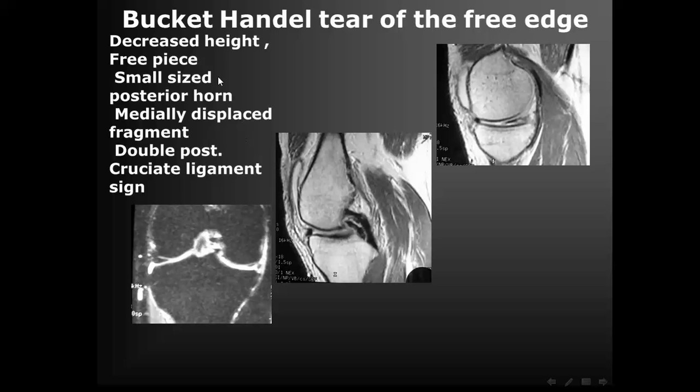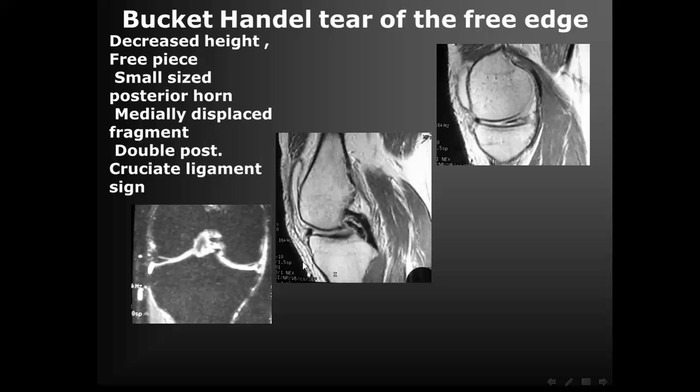So we have decreased height, a free piece like this. This is a free piece, and this is a small-sized free piece, with the double sign of the posterior cruciate, and here we get the flattened or small-sized meniscus. All of these are signs of bucket handle tear of the free edge.